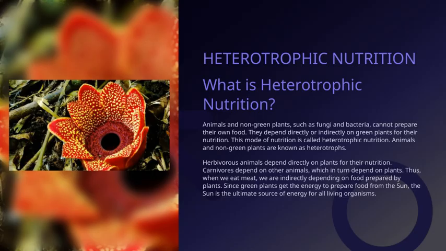Carnivores, on the other hand, depend on other animals, which themselves depend on plants. So, when we eat meat, we are actually depending on plants indirectly. And since green plants get their energy to make food from the sun, we can say that the sun is the ultimate source of energy for all living things. This connection highlights how energy flows through the food chain, linking all organisms together.